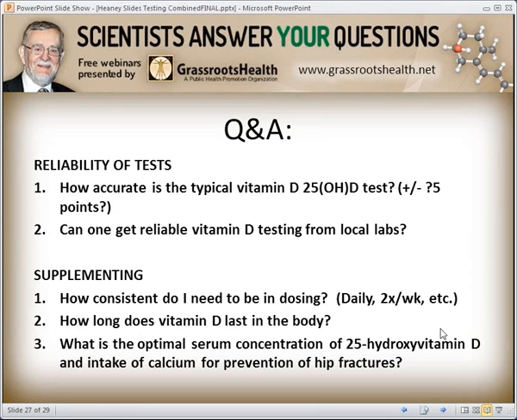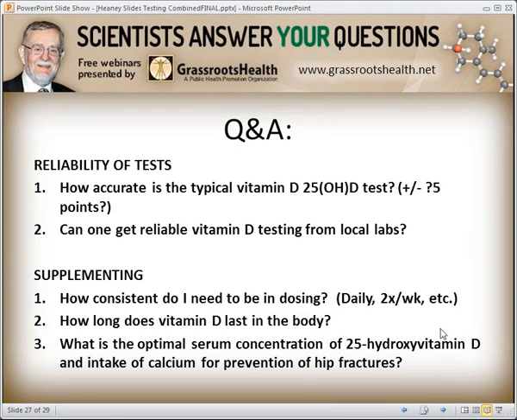On supplementing, some questions. How consistent do I need to be in dosing? Daily, 2 times a week, etc.? For some medications, frequency of dosing is critically important. And for water-soluble vitamins, that's probably true as well. But for a vitamin such as vitamin D, the body is very forgiving, and you can take it daily, twice a week, once a week, maybe even once every 2 weeks, and get essentially the same results. The real answer to the question, therefore, is which regimen will work best for you?